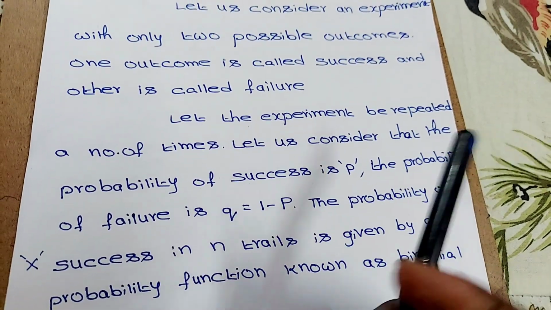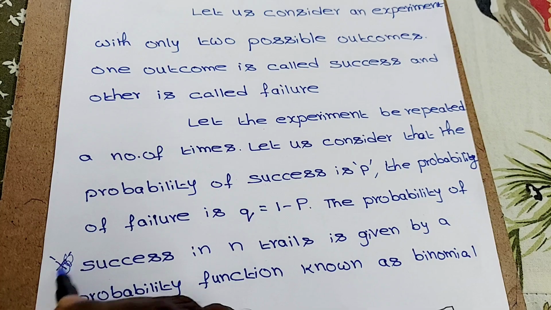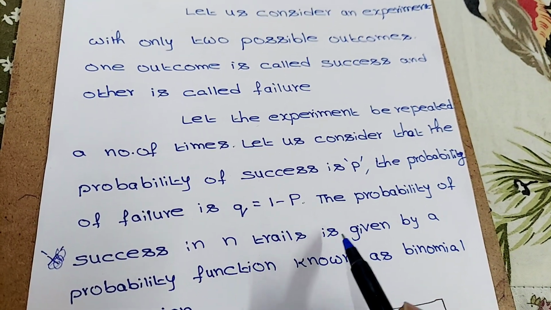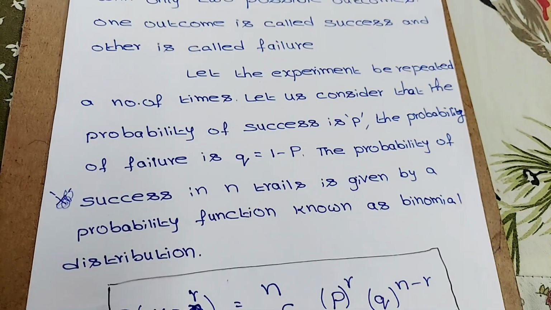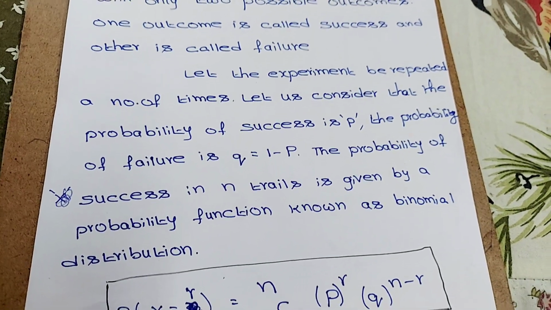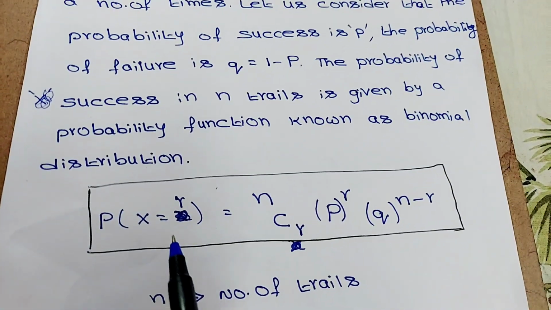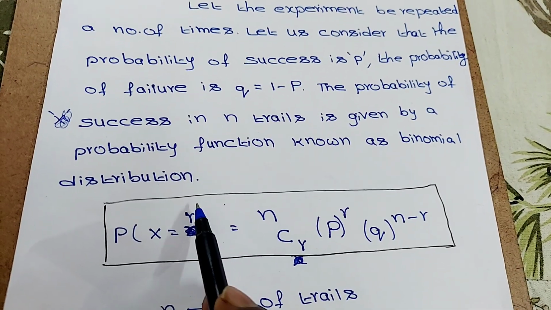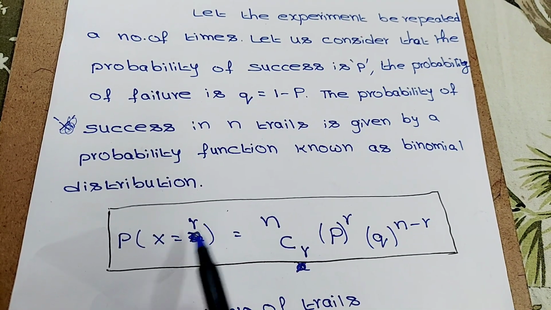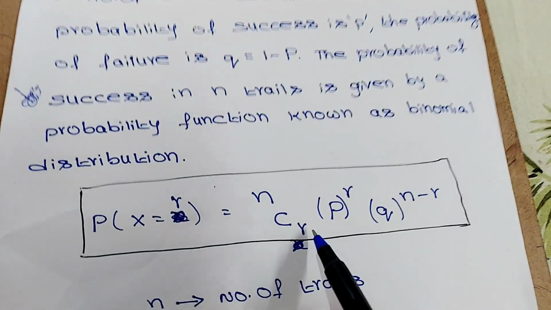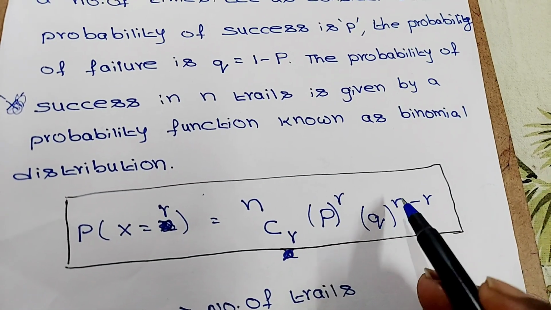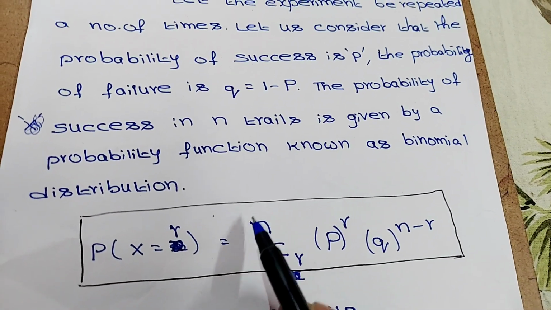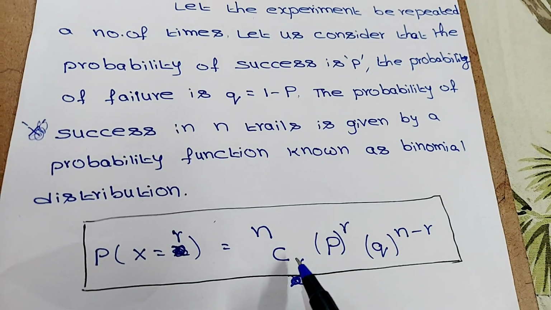The probability of successes in n trials is given by a probability function known as the binomial distribution. Binomial distribution is denoted as P of capital X equal to R. Here R is successes. P of X equal to R equals nCr P power R Q power n minus R. Here small n is the number of trials, R is successes.